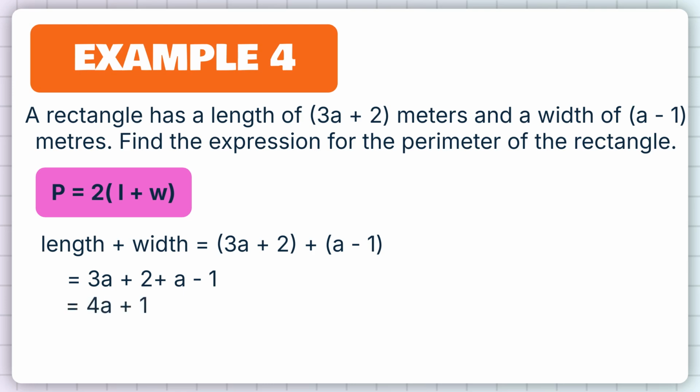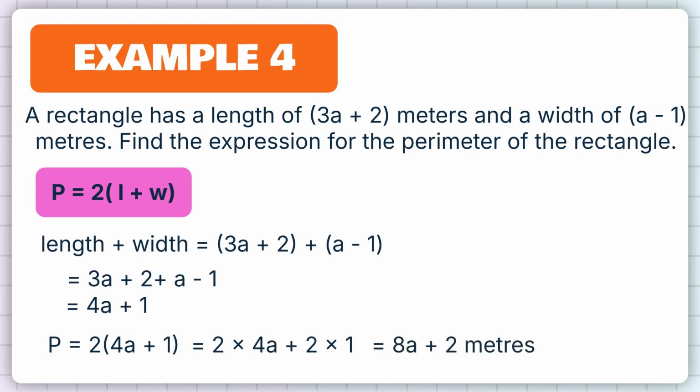Now multiply the whole expression by 2. P = 2(4a + 1). Now expand the brackets to get P = 2 times 4a plus 2 times 1. We can simplify this to the expression for the perimeter, 8a + 2 meters. These examples illustrate how to simplify expressions by multiplying out brackets and using these techniques to solve problems.